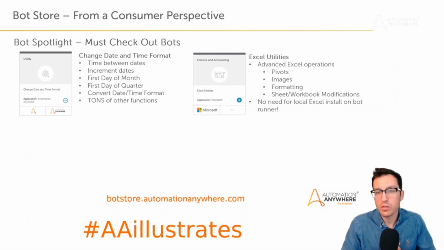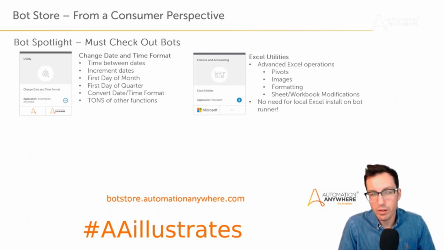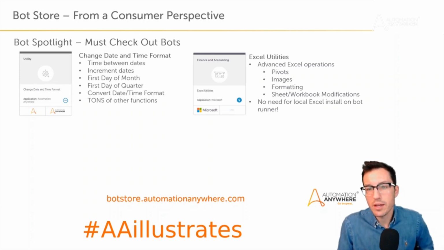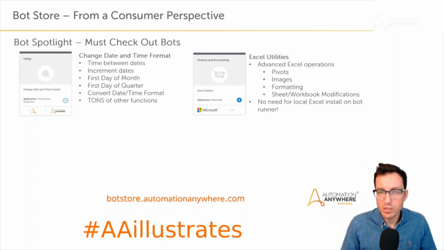Excel utilities. So this one is really helpful. This was developed by a vendor, RPA Man. It allows you to do a lot of advanced operations on Excel. You can do pivots, you can use images, you can do formatting. There's also sheet and workbook modifications. The coolest thing about it is there's no need for Excel to be installed on the local bot runner.